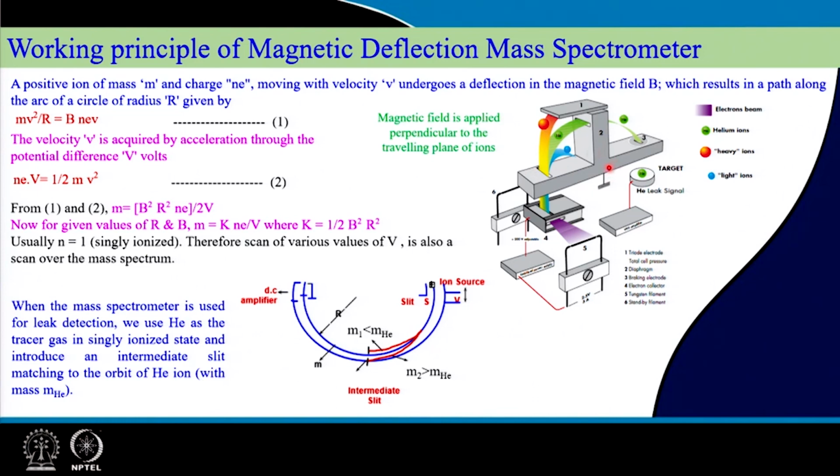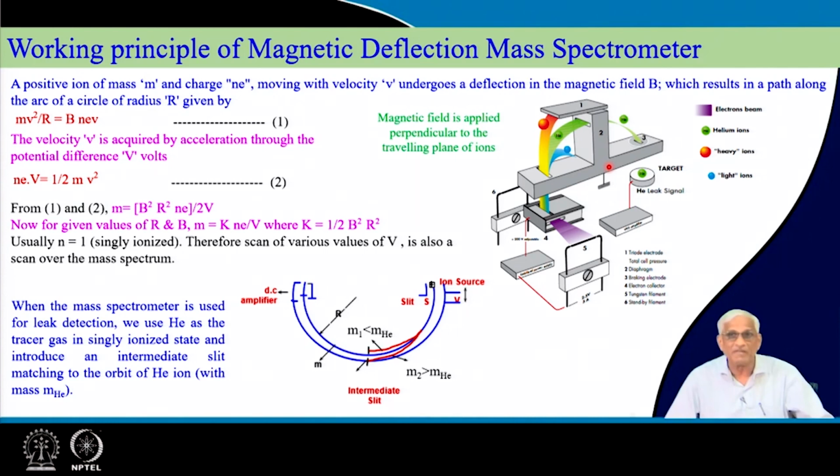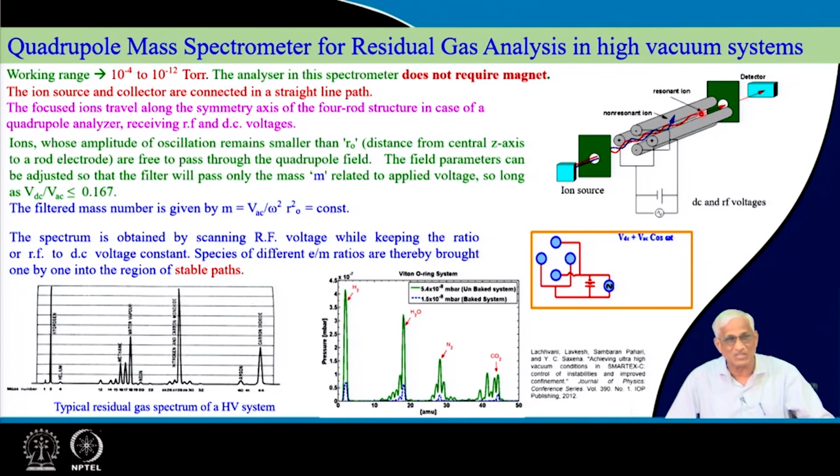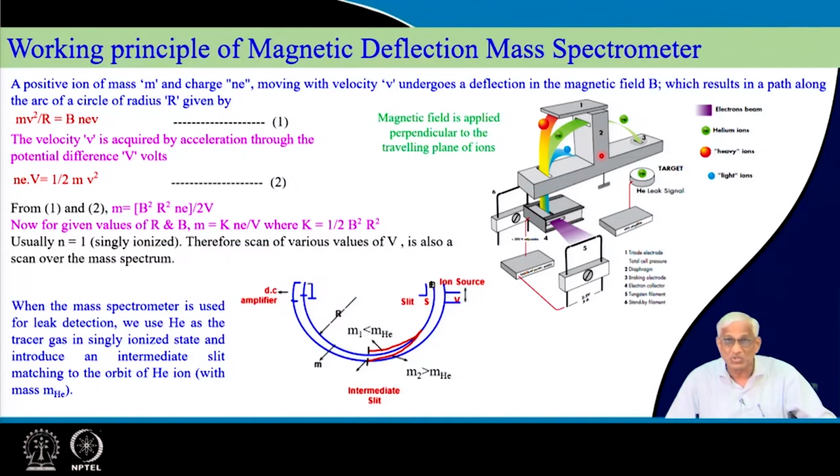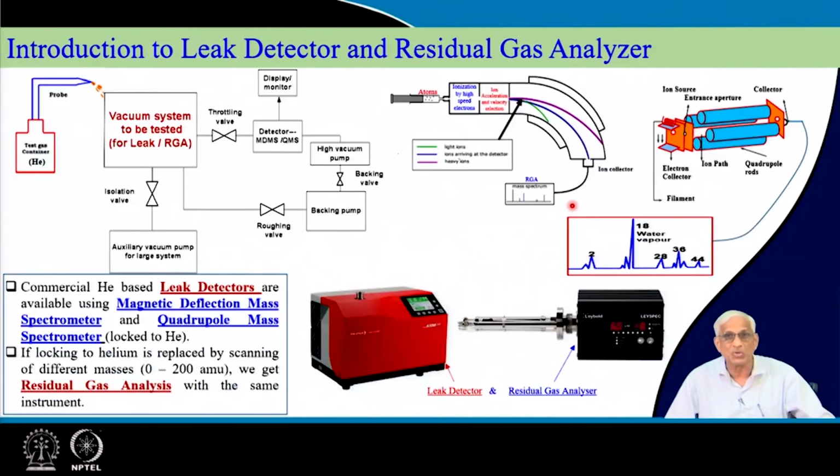This can do leak detection more efficiently and residual gas analysis less efficiently, whereas this can do residual gas analysis more efficiently and leak detection a little less, but good enough to locate the leaks. But if you want to measure the exact amount of the leak rate, you should go for this type of leak detector. Okay. And these were shown earlier also.